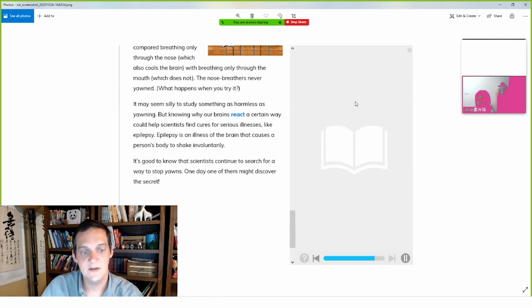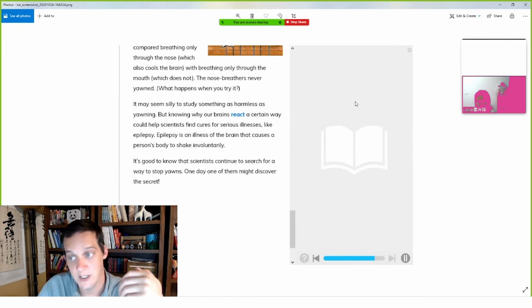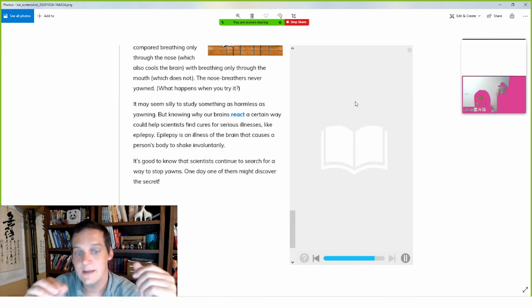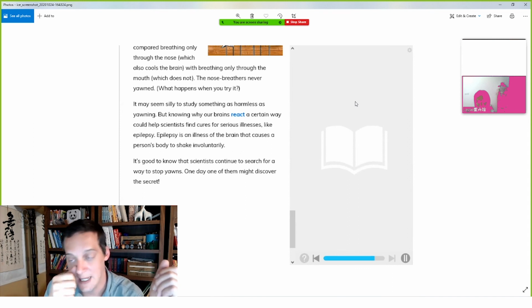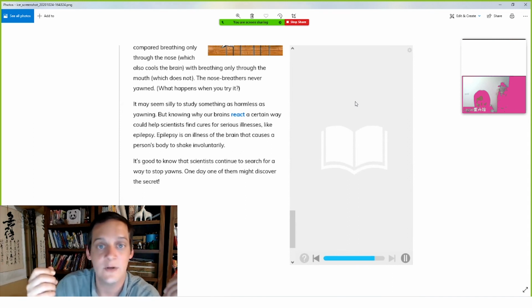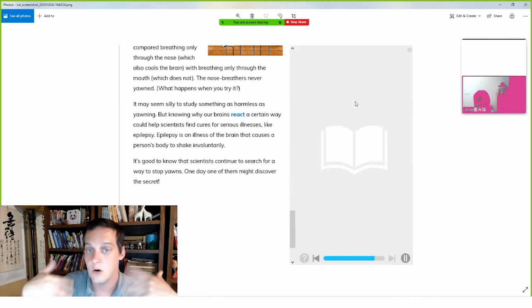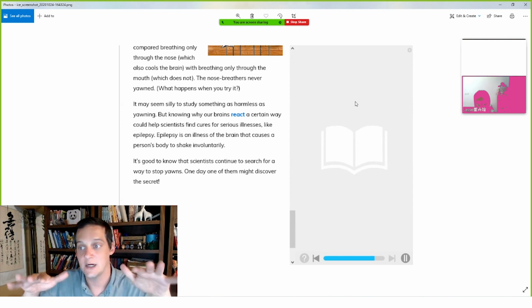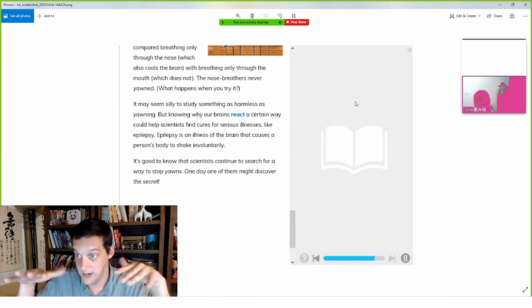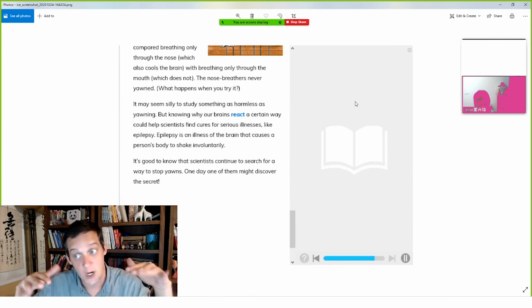Can you think of a time where we've used voluntarily and involuntarily? Voluntarily means something that you try to do, and involuntarily means something that you're not trying to do. And in this case, they talked about epilepsy, which is a kind of sickness or illness, where some people's body, their arms, legs, all of their body might shake involuntarily. Now I'm shaking it voluntarily because I'm trying to.